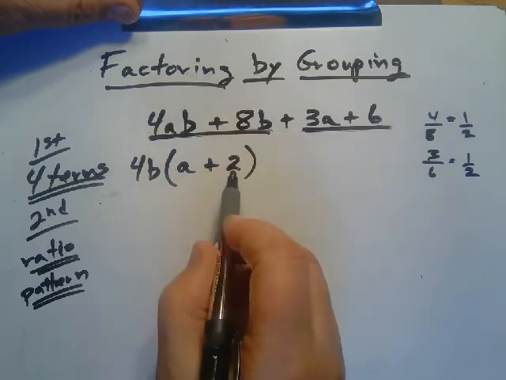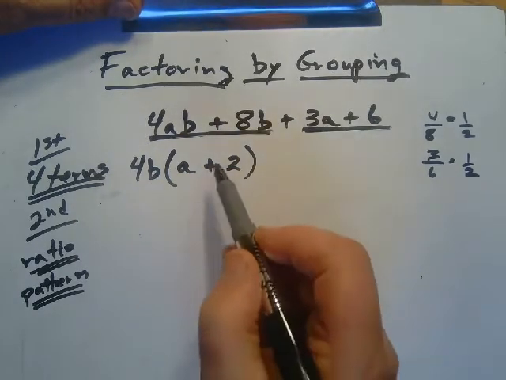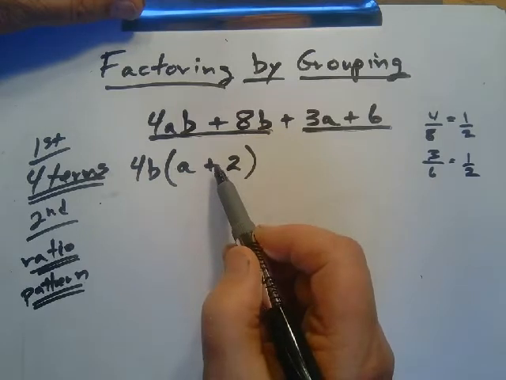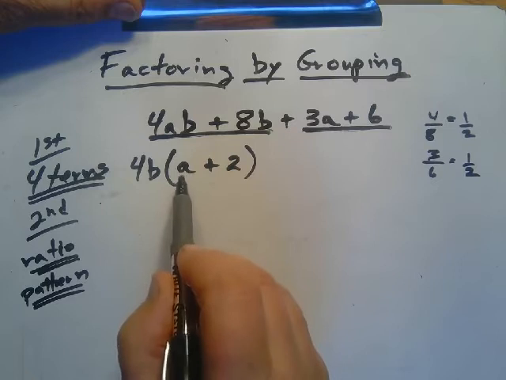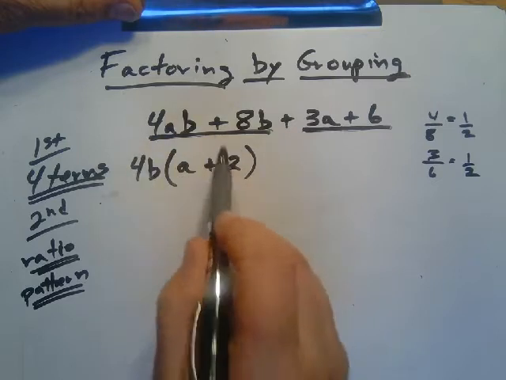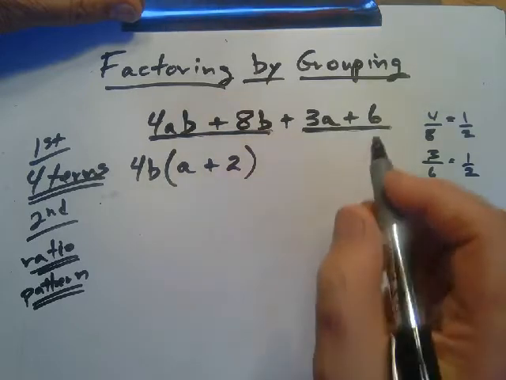4AB plus 8B, that's right. I'm going to take out the greatest common factor out of the left group here. Okay, so the first step, underline. Step 2, take the greatest common factor out of the left group only. All right, step 3 is to do some copying.